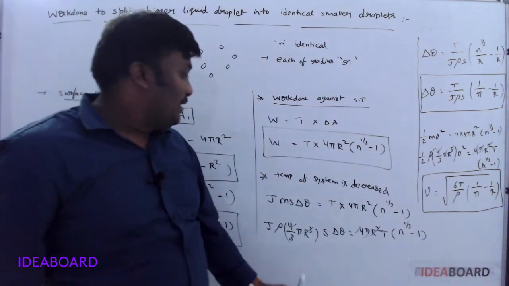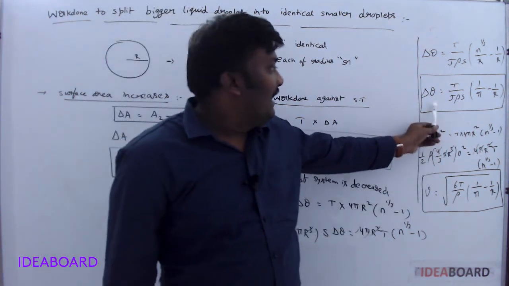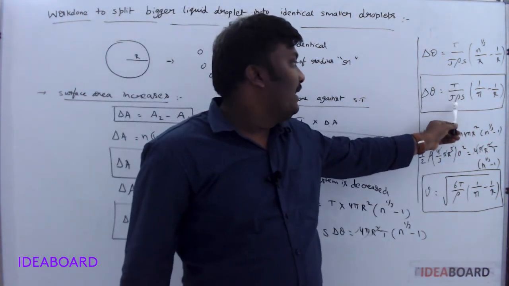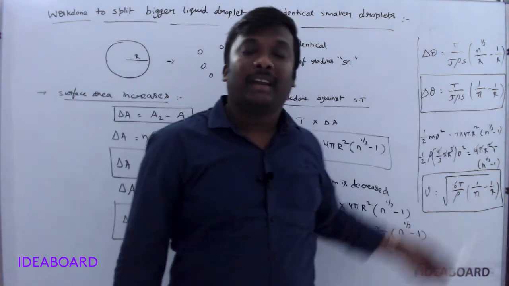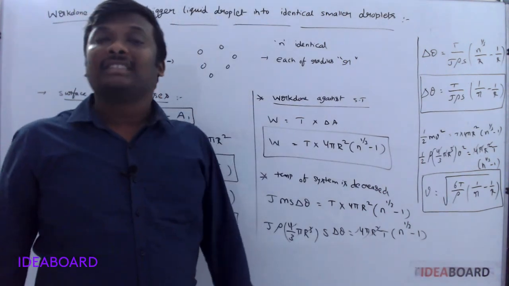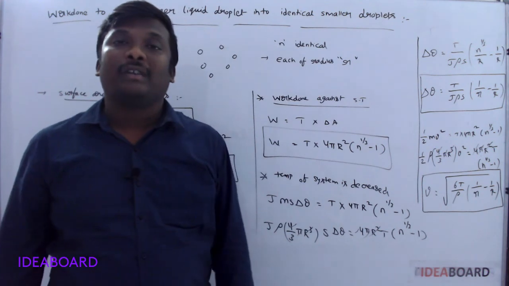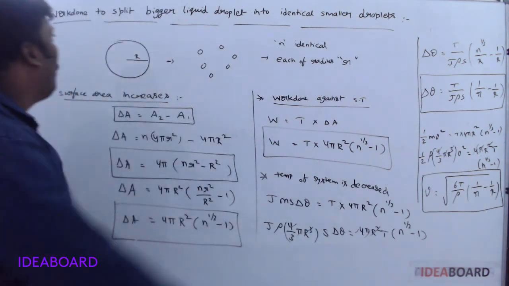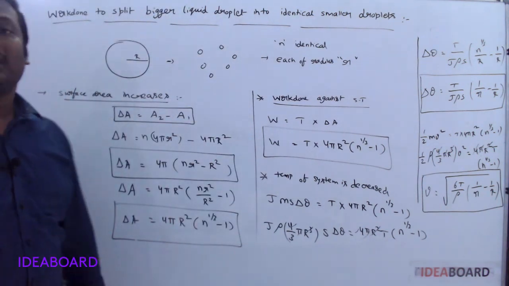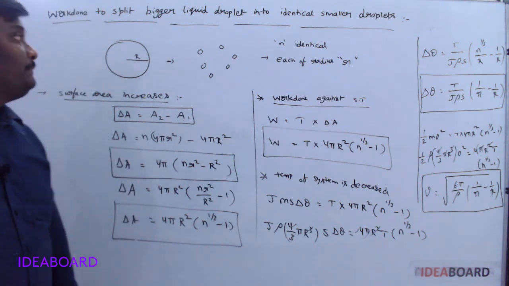If they ask how much the temperature will decrease, the delta theta formula is surface tension by J rho s into 1 by small r minus 1 by capital R. What is the velocity of the bigger droplet, if they ask? It is root over 6T by rho into 1 by small r minus 1 by capital R. This portion is very important for the competitive examinations.